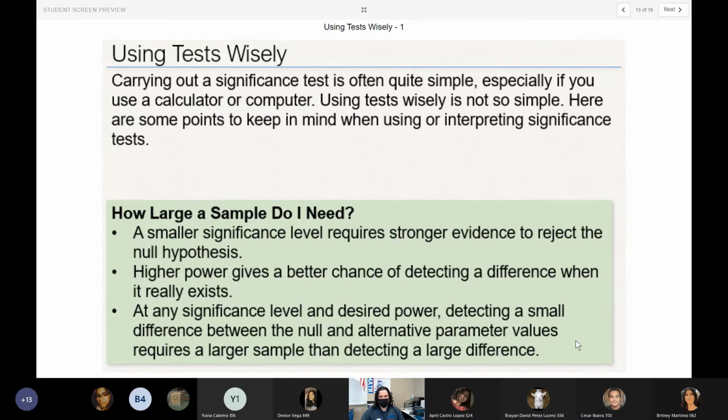Okay, so a larger sample helps us detect something, if the null and the alternative are really close in value, right? We can detect that better if we have a larger sample.